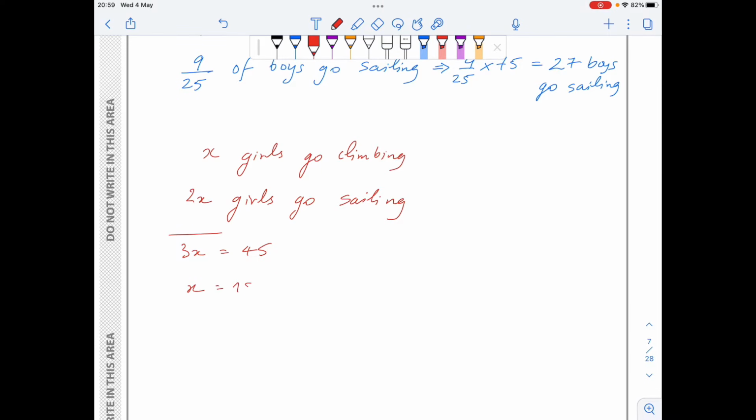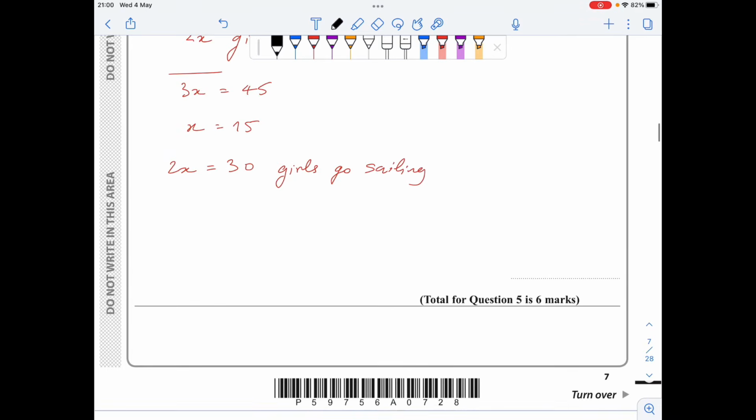So x is equal to 15. So 2x is equal to 30, and these are the girls that go sailing. So the total number that go sailing is equal to 27 for the boys plus 30 for the girls, which is 57.